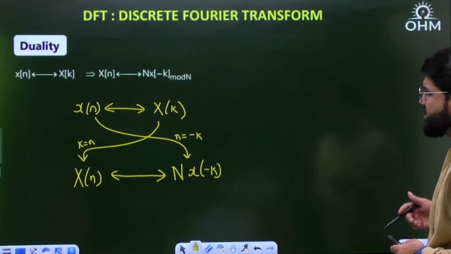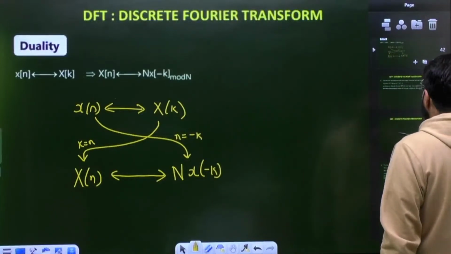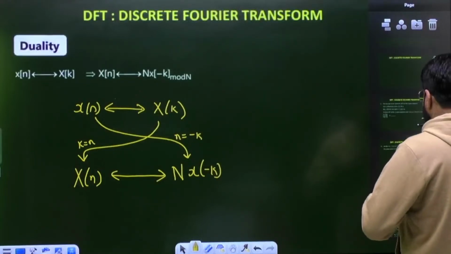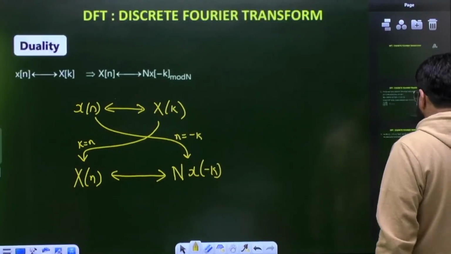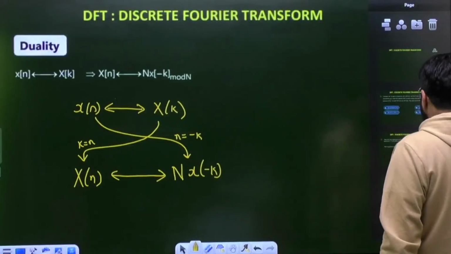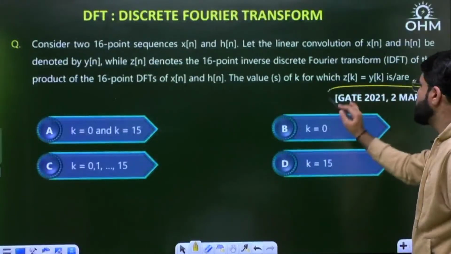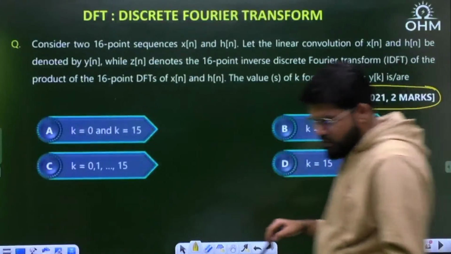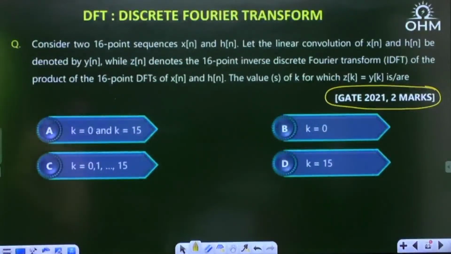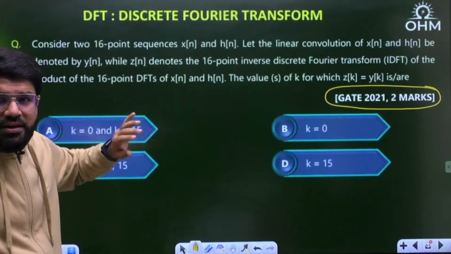Of course, we'll take questions on it. But let me take you directly towards that simple question first of all. Where is that? Yeah, here it is. Look into this. A GATE 21, 2 marks question. Consider two 16-point sequences x[n] and h[n].